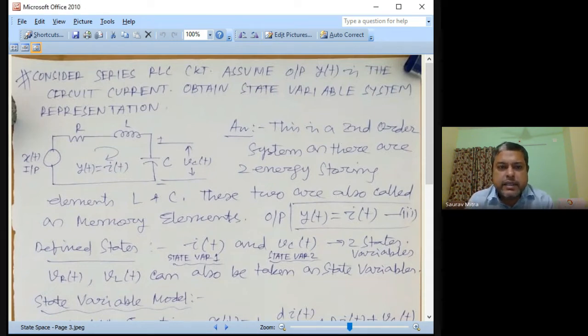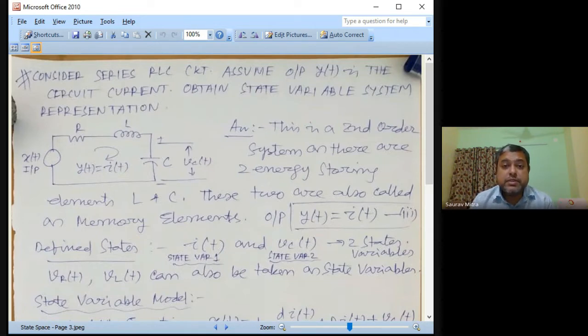The numerical is as such. Consider a series RLC circuit, which is a second order circuit we have seen, because there are two energy storing elements. One is an inductor and another is a capacitor. So this is our first state variable analysis numerical. This is the easiest numerical, and many forms are possible.